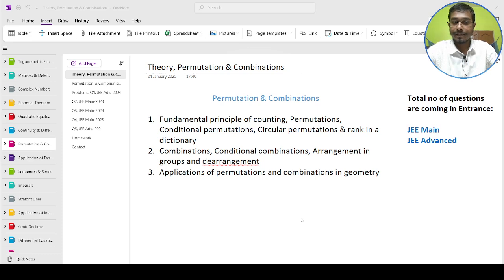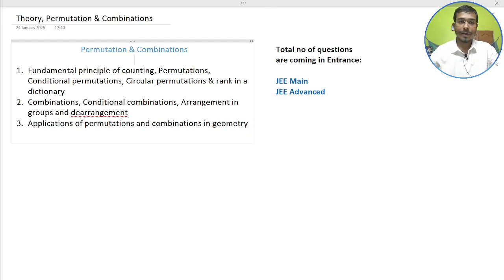So, in your previous class, we had discussed the application of integrals from class 12, and in today's class, we will cover the permutation and combination from class 11. The topics include the fundamental principle of counting, permutation, conditional permutation, circular permutation, and rank in a dictionary, combinations, conditional combinations, arrangement in groups, and derangement, the application of permutation and combination in geometry, and the total number of questions incoming from the JEE Main.